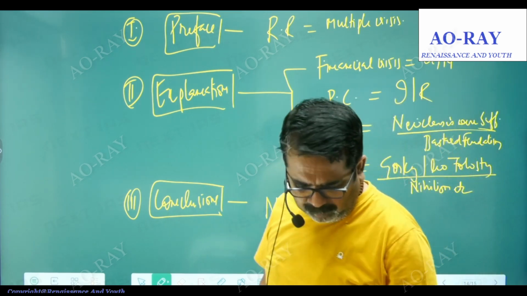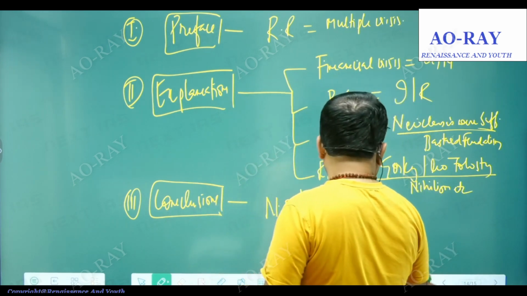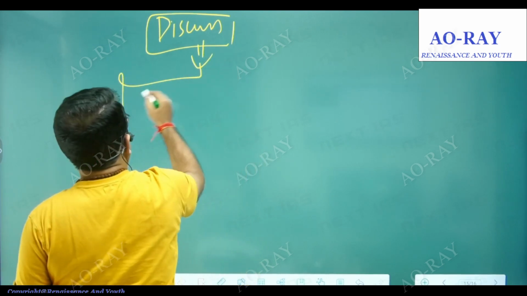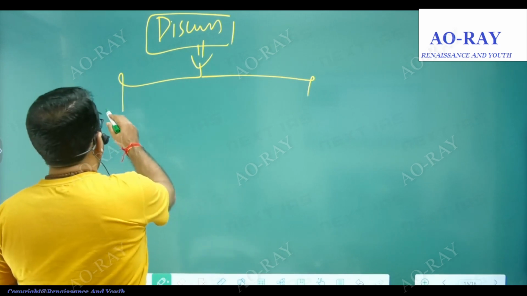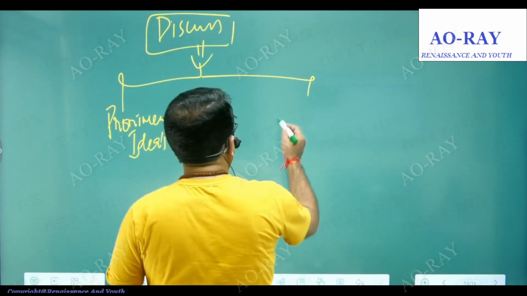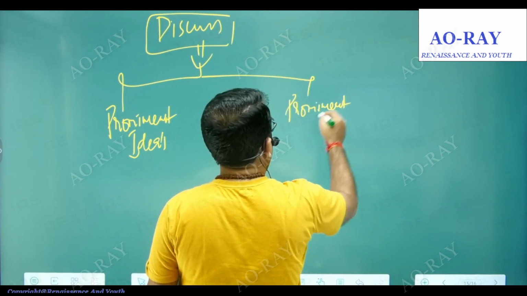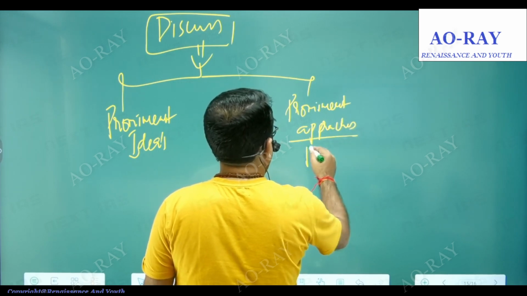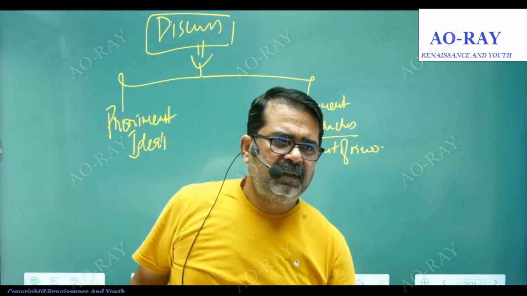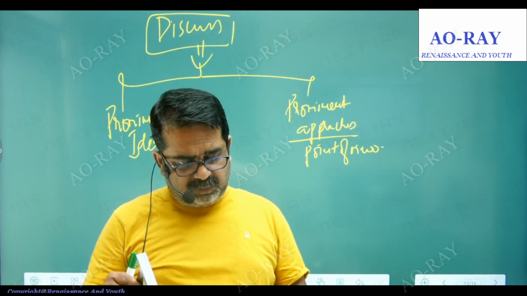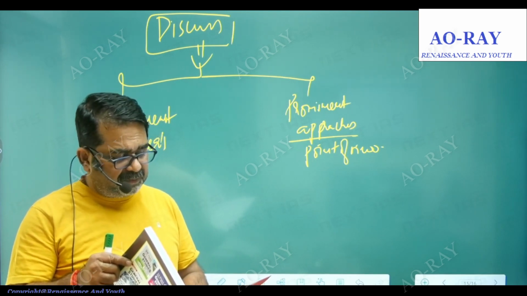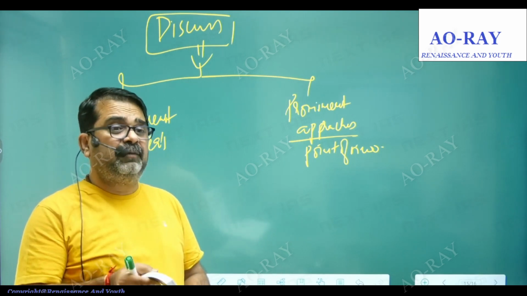Next is a very prominent word: discuss. Very important word. Discuss means all prominent ideas, prominent approaches and points of view regarding the question. This word has been asked. In 2015: Why did the Industrial Revolution first occur in England? Discuss the quality of life of the people there during the industrialization. How does it compare with that in India? Discuss the quality of life.